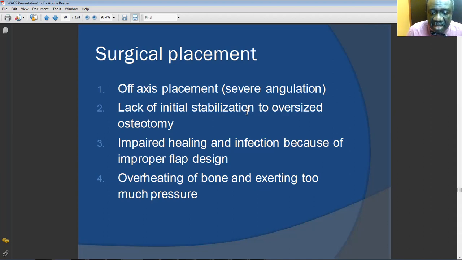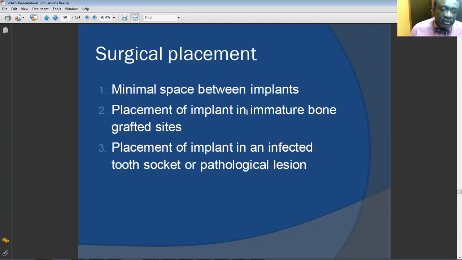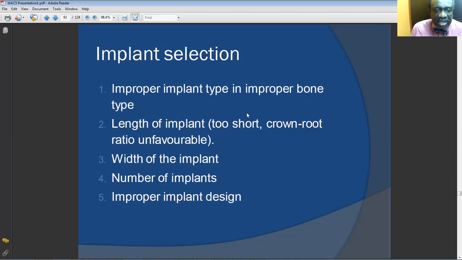Impaired healing and infection because of improper flap design can lead to failure, and overheating of the bone and exerting too much pressure can also lead to implant failure. Minimal space between implants, and placement of implants in the immature bone grafted site can also lead to failure. And then placement of implants in an infected tooth socket or pathologic lesion can also lead to failure.